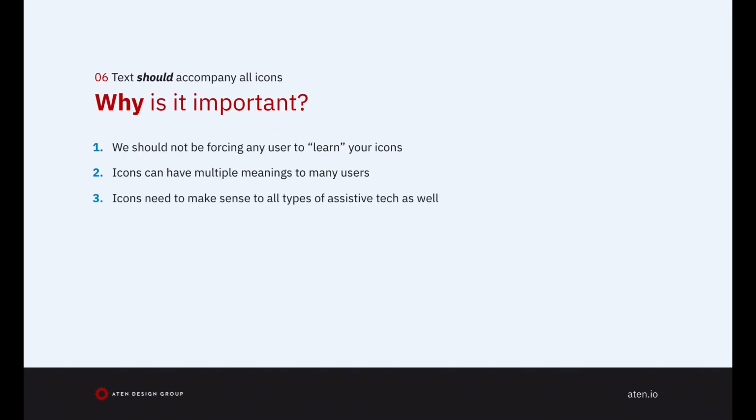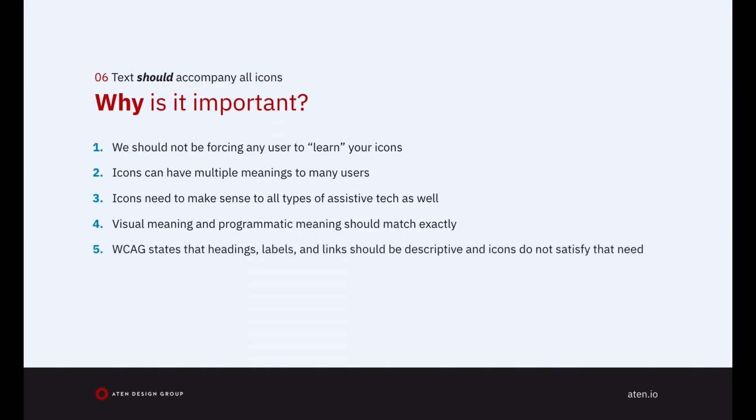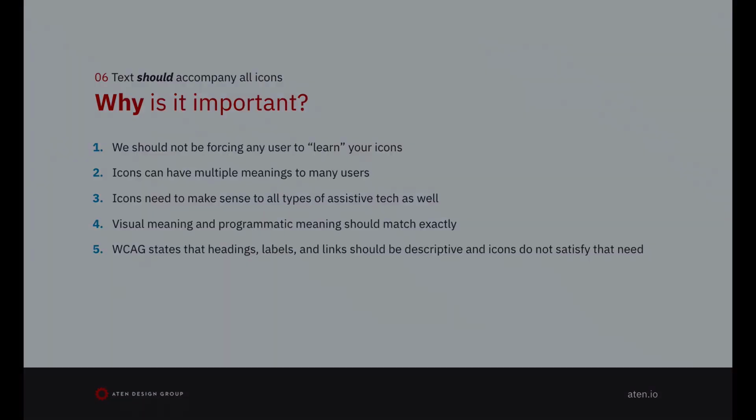And icons need to make sense to all types of assistive technology. So icons should also be available to screen reader users as well if they're conveying important information. And visual meaning and programmatic meaning should match exactly. As I mentioned before, not all screen reader users are non-visual. Many are looking at it and listening at the same time. So if they don't really match up, it's a very confusing experience. And WCAG states that headings, labels, and links should be descriptive. So if your icon is being used for any of those, then it does not satisfy that need.